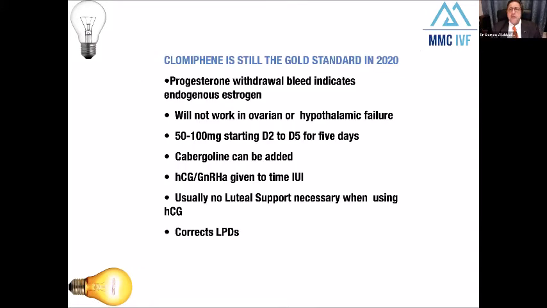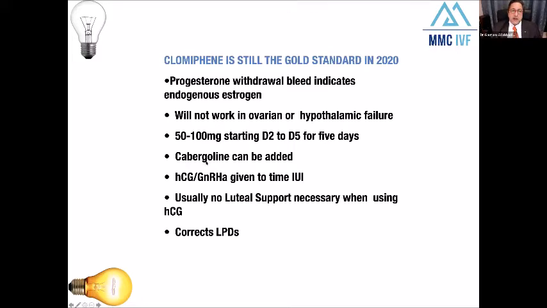The first line of treatment for PCOS subjects, if their tubes are open and husband's count is all right, is ovulation induction or controlled ovarian stimulation. And clomiphene citrate, or Clomid, as it is known in most parts of the world, is still the gold standard in 2020. We always give a withdrawal bleed, and remember the dose is 50 to 100 under medical supervision. Please do not take any medication like this without a gynecologist or a fertility specialist supervising.